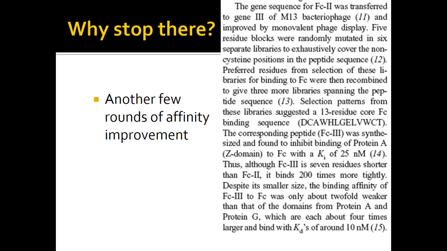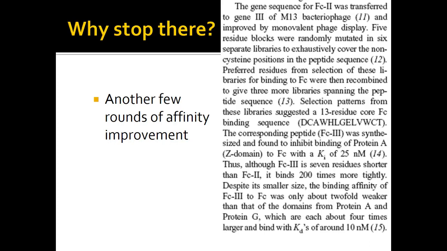They wanted to see how tightly it bound, and it's tighter binding. 25 nanomolar binding. So 25 nanomolar concentration of this will block the binding of protein A. That's better than the 5 micromolar concentration that did. So even though it's 7 residues shorter, it binds 200 times more tightly, 5 micromolar to 25 nanomolar.